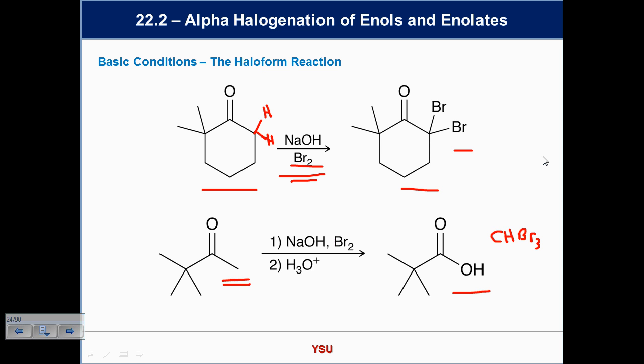Okay? If you use iodine, you get a yellow precipitate. And that only happens if you have a methyl group next to the ketone. If you have a CH2 group, it doesn't work, you don't have enough protons. If you have a methyl group, you get CHI3. And this is called a haloform reaction.